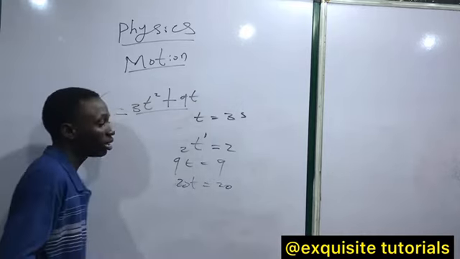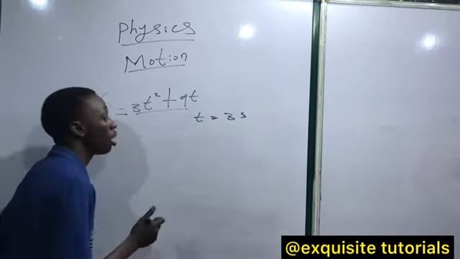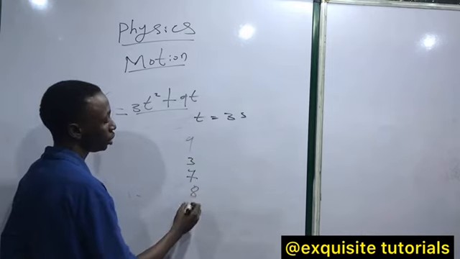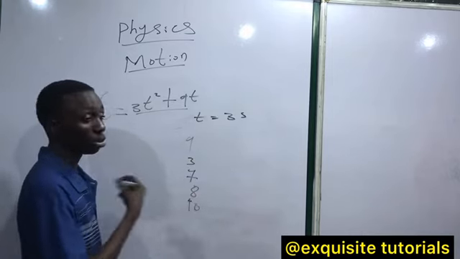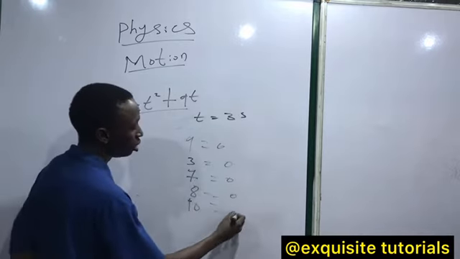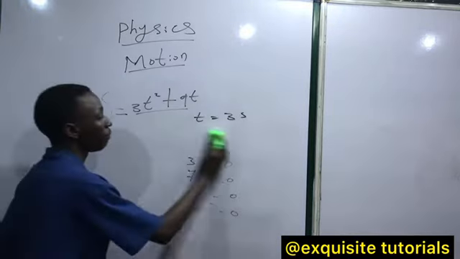Now let's say they said we should differentiate a constant. The constants are the numbers. Now they say differentiate 9, differentiate 3, differentiate 7, differentiate 8, differentiate 10. So this will give us 0, 0, 0, 0, 0. So differentiation of constants, differentiation of numbers, are what? Zeros. Now let's go back to the question.